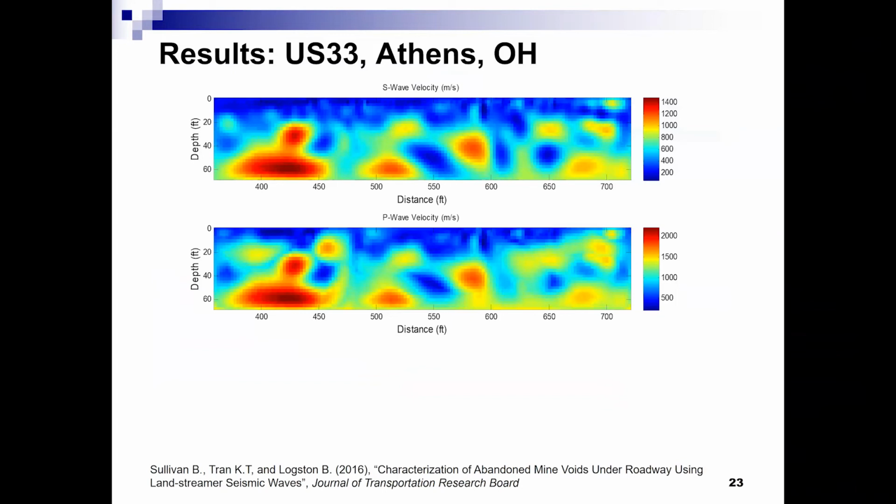Here's the result. We did 2 test lines along the pavement. We found one segment with a few voids here. The top one is the shear wave velocity profile, down to 70 feet in depth, and then the bottom one is P wave.